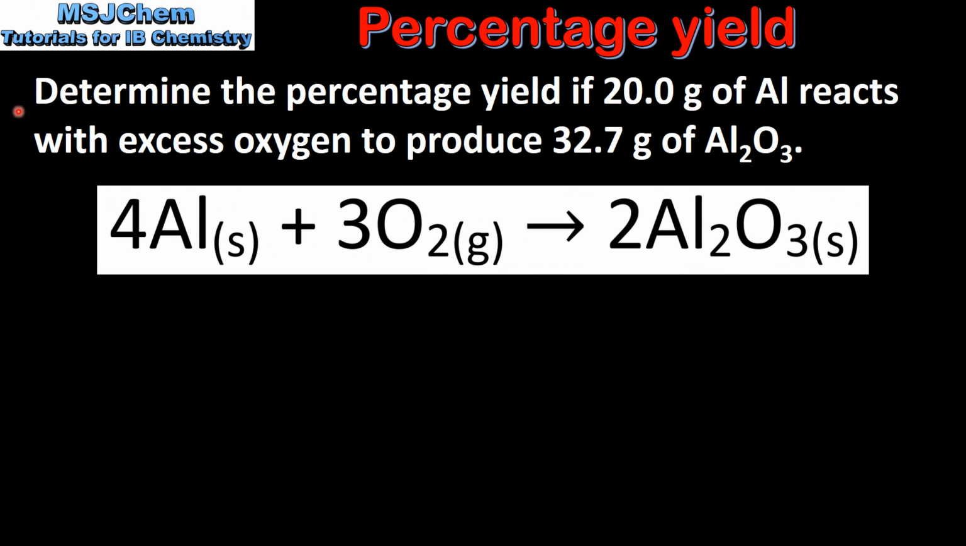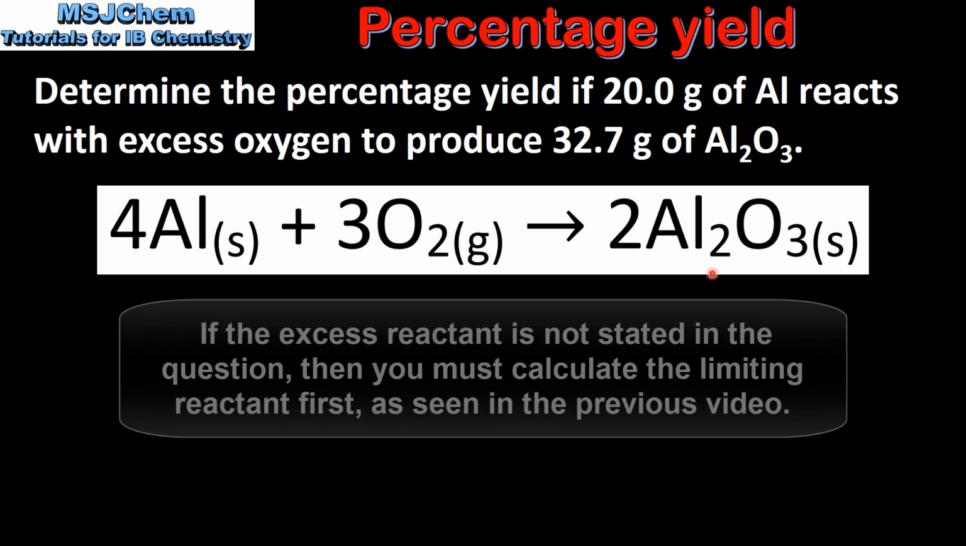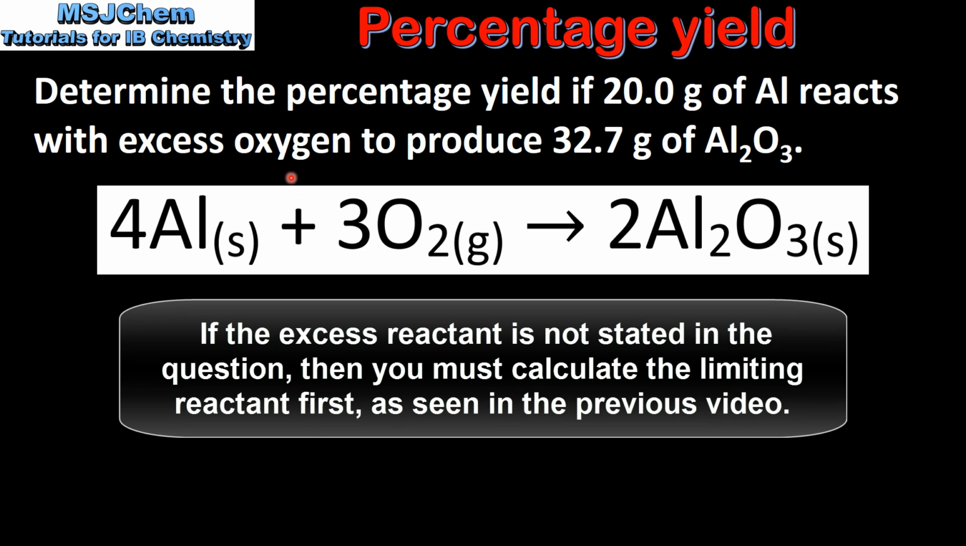Next, we look at an example. Determine the percentage yield if 20 grams of aluminium reacts with excess oxygen to produce 32.7 grams of aluminium oxide. Here we have the balanced equation for the reaction. Aluminium reacts with oxygen to form aluminium oxide. In this example, we're told that the oxygen is the excess reactant. Therefore, aluminium is the limiting reactant.